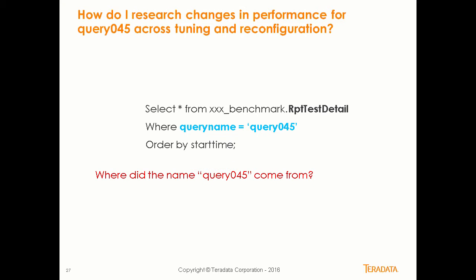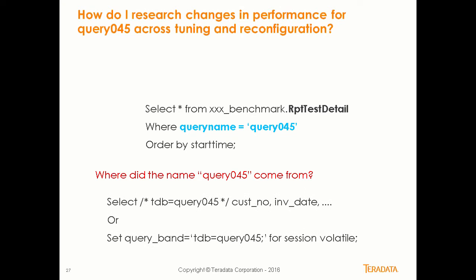You might be asking where the query name comes from. The reporting views call SQL functions to parse the first 500 bytes of the SQL text looking for TdB= followed by a name, or the query band, and it will separate out the name, and for big BI scripts, the script name, the step name, or if you've used parameterized queries or macros, we'll also pick out the parameters that were used in the execution of that query.